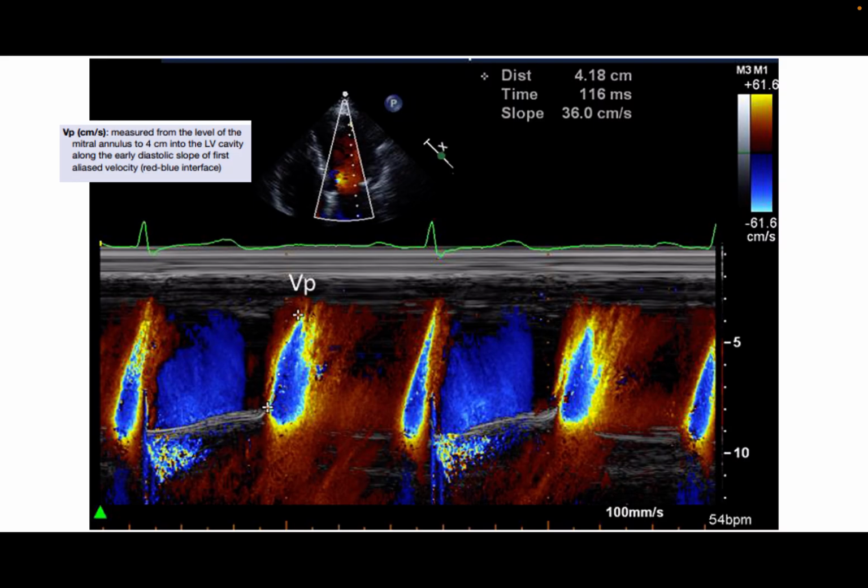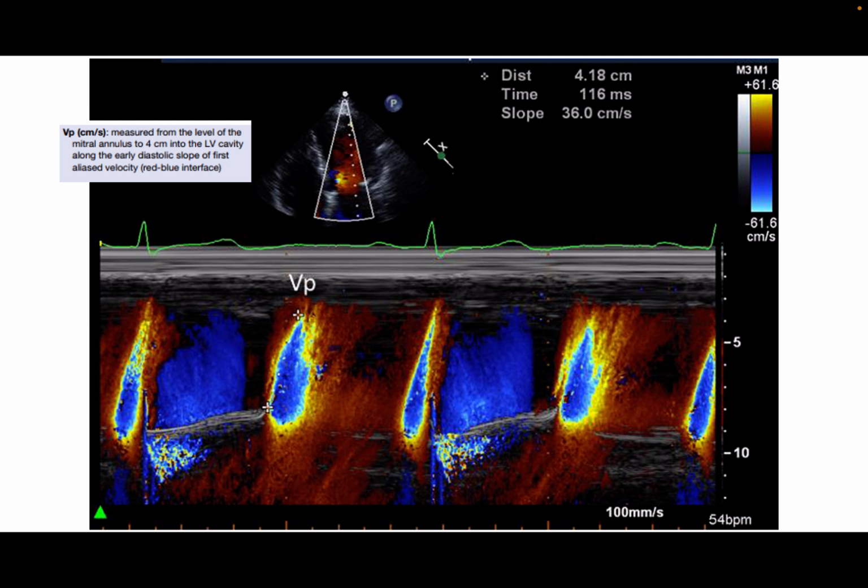The color M-mode propagation velocity measures how fast blood propagates from the mitral valve into the LV apex during early filling. Clinical use. Vp less than 45 centimeters per second is impaired relaxation, and E to Vp greater than 2.5 correlates with elevated left atrial pressure and has been validated as a supplemental parameter.